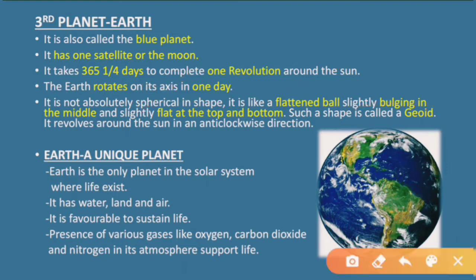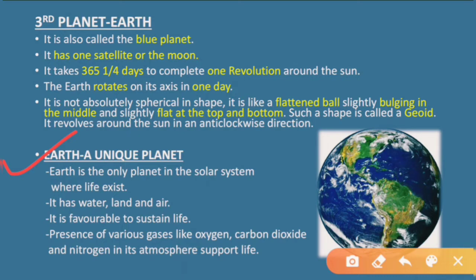Now it revolves around the sun in an anti-clockwise direction. Our planet Earth revolves around the sun, and when it revolves around the sun, it moves in an anti-clockwise direction. Anti-clockwise means the opposite to the clockwise direction.